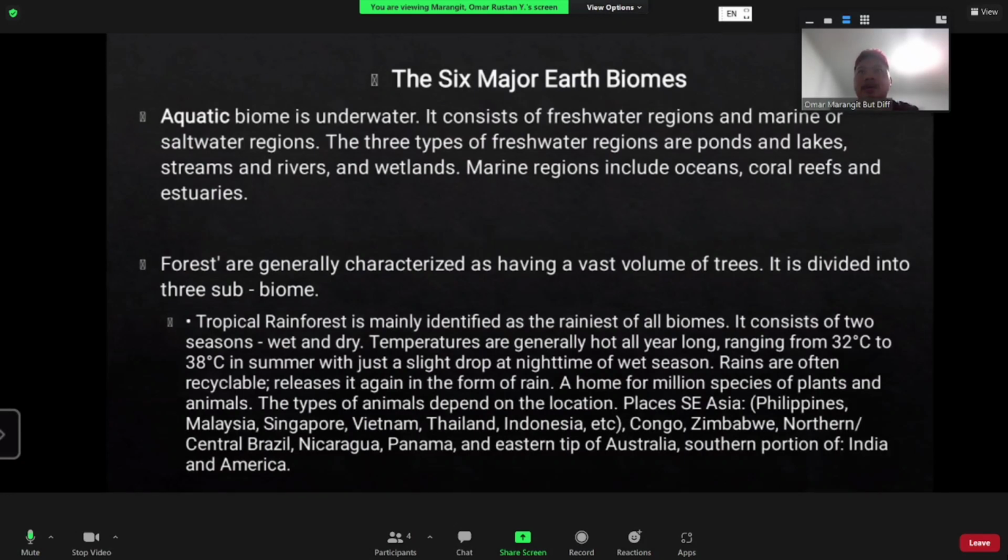So yung sa aquatic biome ay naka-focus lang siya sa lugar na puro merong tubig.